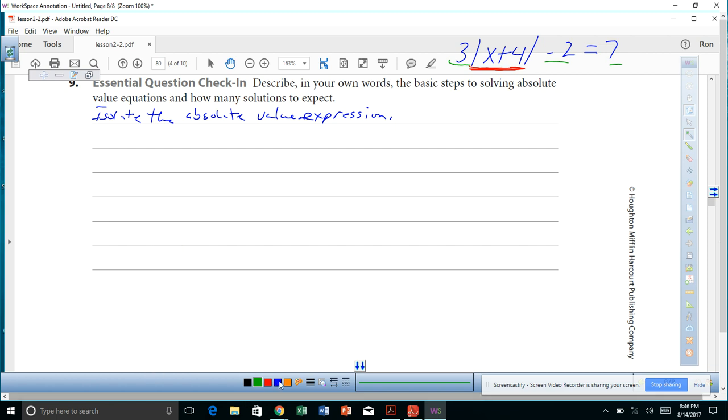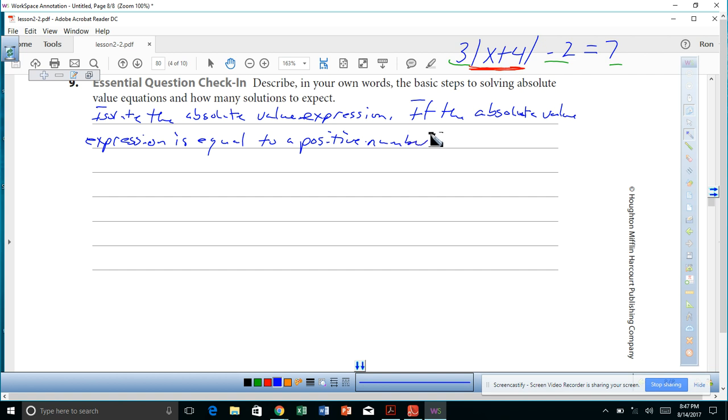If the absolute value expression is equal to a positive number, solve for both the positive and negative case.